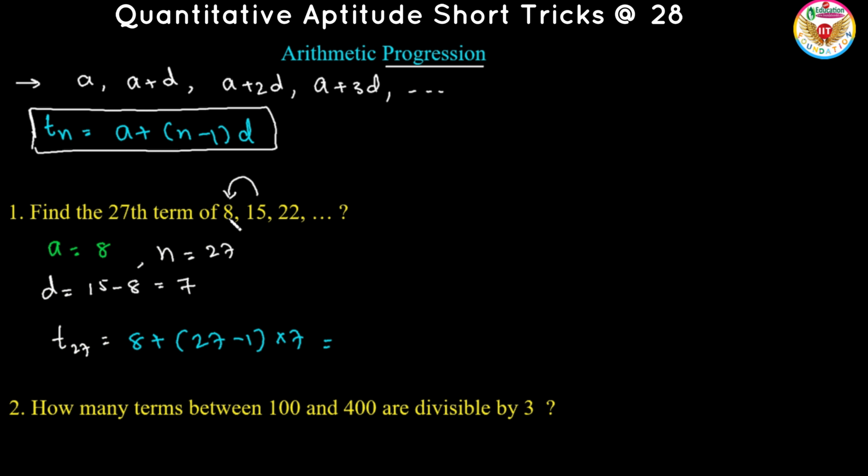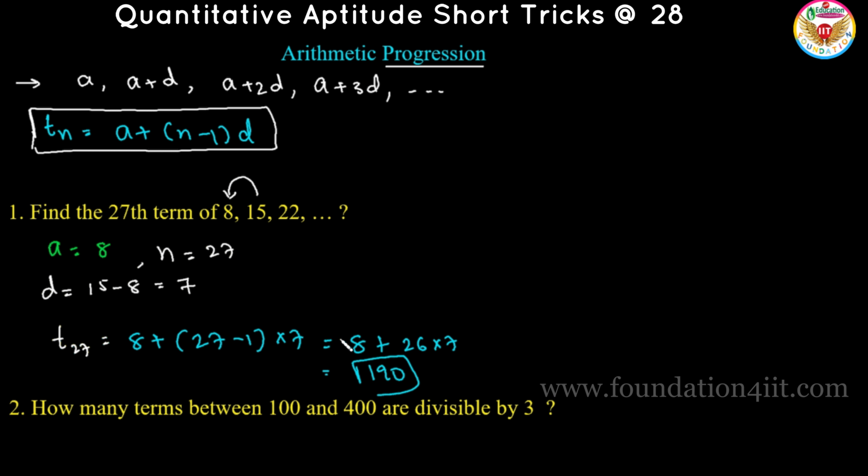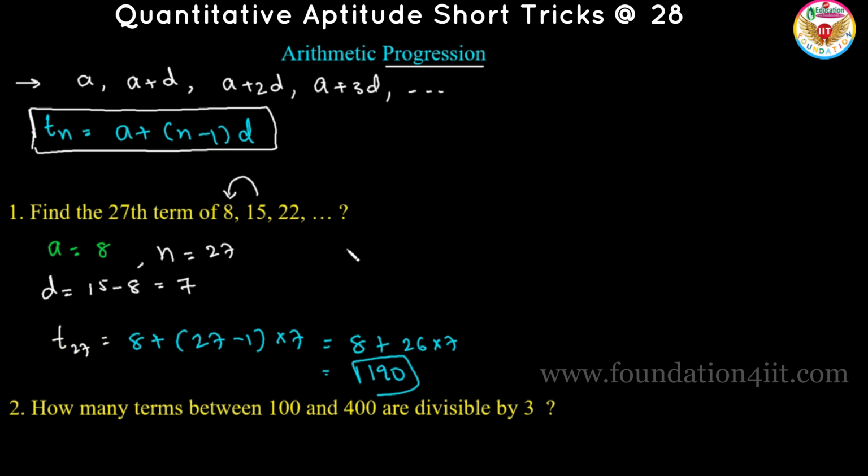If you simplify, you'll get the 27th number in this list. 8 is the first number, adding 7 you get 15, again adding 7 you get 22, first, second, third, and so on. So using this formula, 8 plus 27 minus 1, so 26 into 7. Multiply and add, and you'll get 190. 190 is the 27th number. This is the normal method.